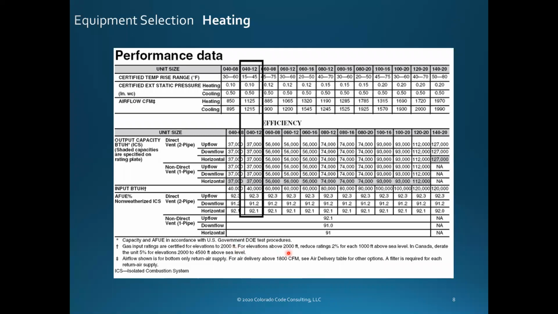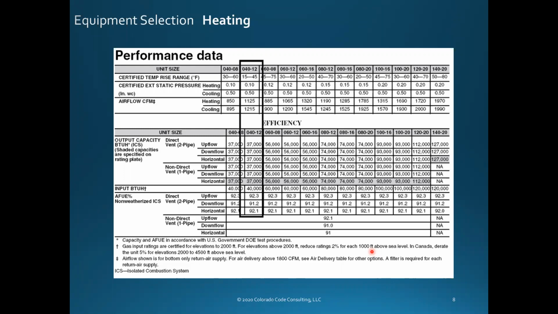Then it says for everything above 2,000, in this particular case, it's 2% for each 1,000 feet above sea level. So in this case, we're at about 5,000 feet. We're in Denver. So 5 times 2 is 10. So we had to reduce it another 10%. This is kind of unique. Most gas-fired furnaces, you're going to find it's a 4% derate per 1,000. It's all up to the manufacturer. Just ask the manufacturer. I'm not going to question what the manufacturer tells me. They tell me it's 2%, it's 2%. They tell me it's 4%, it's 4%.